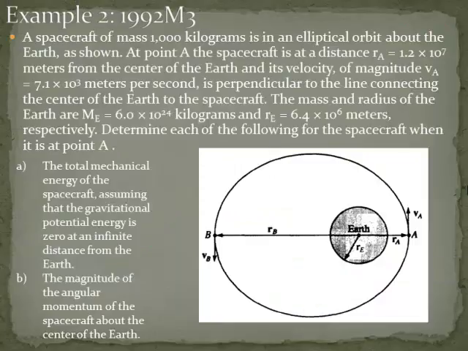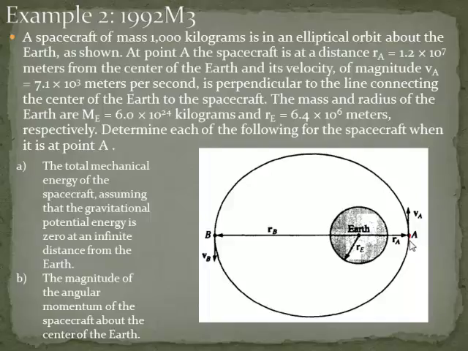All right, let's do another example problem, and this is from the 1992 exam. So we have a spacecraft of mass 1,000 kilograms, and it's in elliptical orbit about the Earth. At point A, so right here, the spacecraft is at a distance 1.2 times 10 to the 7 meters from the center of the Earth, and its velocity is 7.1 times 10 to the 3rd meters per second. And that's perpendicular to the line connecting the center of the Earth to the spacecraft.